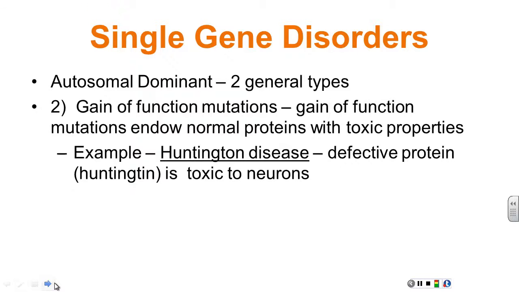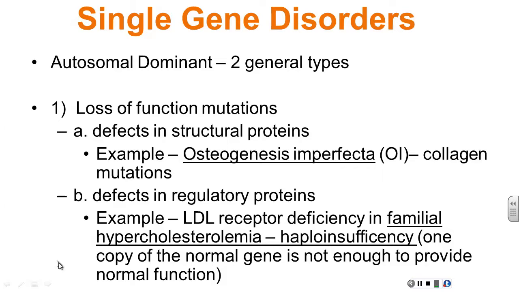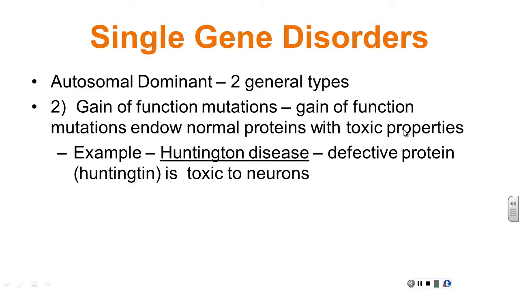You'll also see sometimes people call this dominant negative, but I call it gain of function mutations. Gain of function, unfortunately, sounds like a good thing, right? Hey, we gained a function. We should be happy. We're doing something new. So I like to call it gain of toxic function, to remember it's really something bad. You're gaining a toxic function. This is when you have a mutation that endows some normal protein, or in some cases it's actually the RNA, with toxic properties.